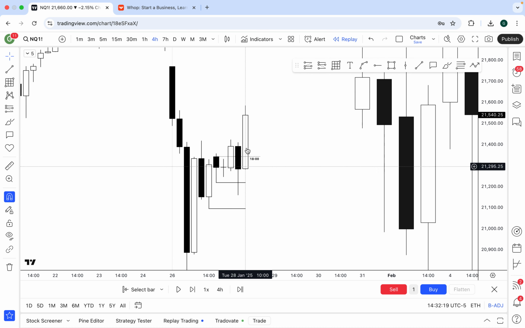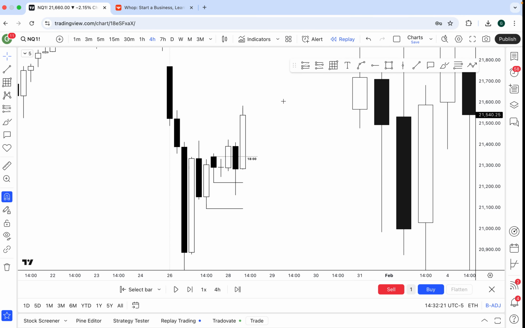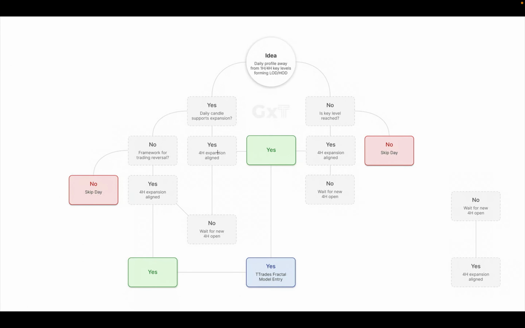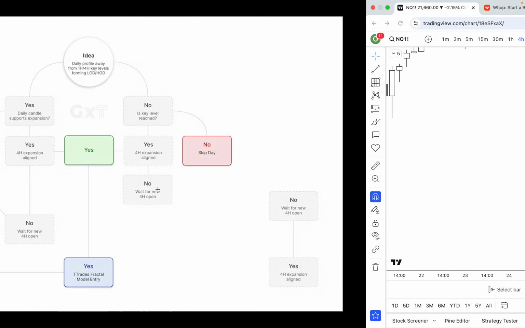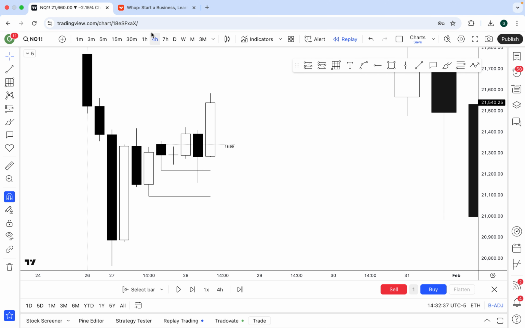So this one we have to wait for 10 a.m. So since it is a no, right, we go down to here and we have to simply wait for a new candle to be aligned. And this is when you ask yourself, once this candle opens, is there an already existing model, right? So when this candle opens, let's go see.